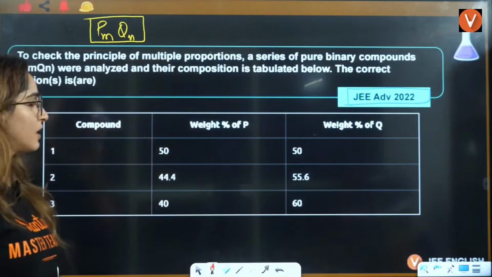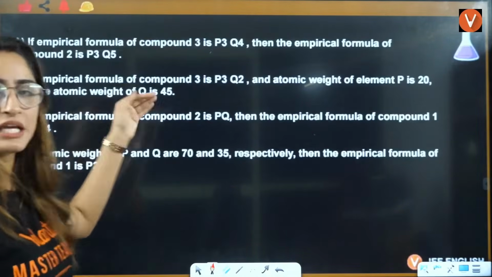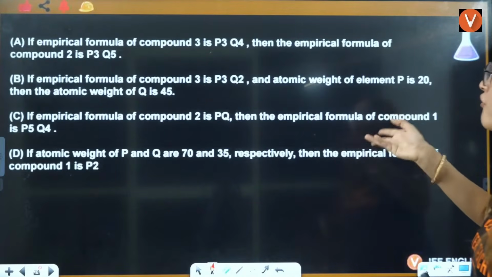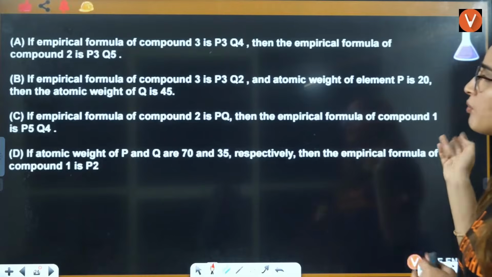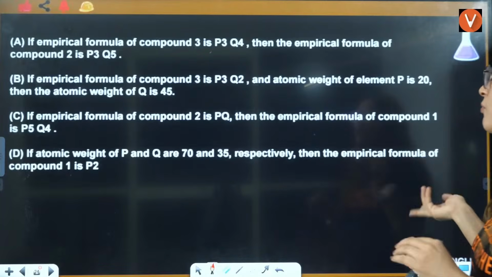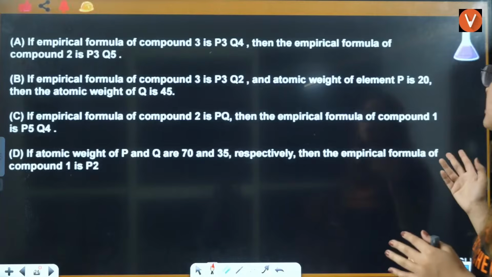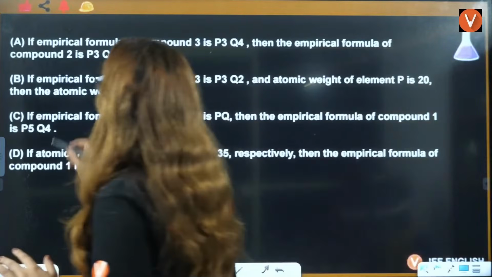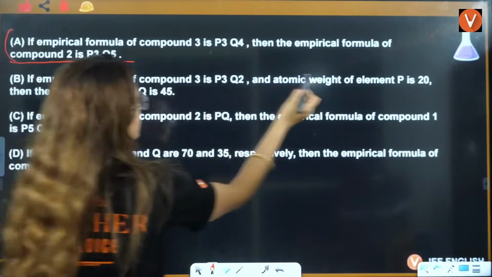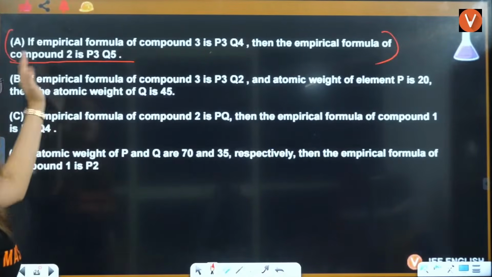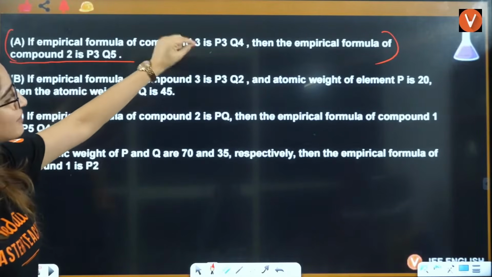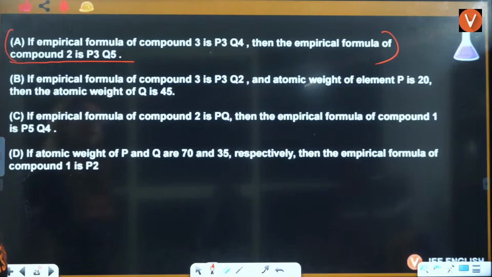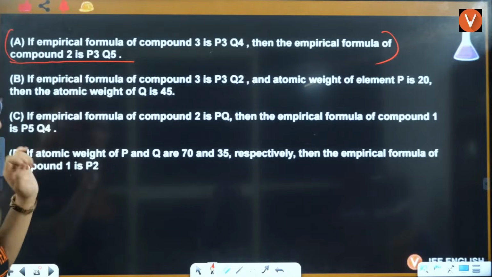First thing is, some options are given to you. If you see the options, you will get an idea what exactly we are going to do there. They're saying if empirical formula of compound 3 is this, then the empirical formula of compound 2 is this. If empirical formula of compound 3 is this, atomic weight of compound P is this. Okay, so one by one we will solve this, right? Firstly, let us solve the first option. If the empirical formula of Q is P3Q4, then the empirical formula of the compound P, this is P3Q5.